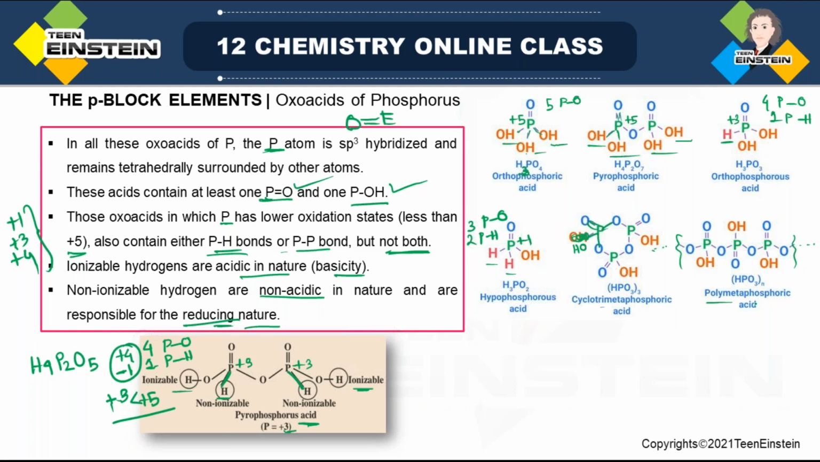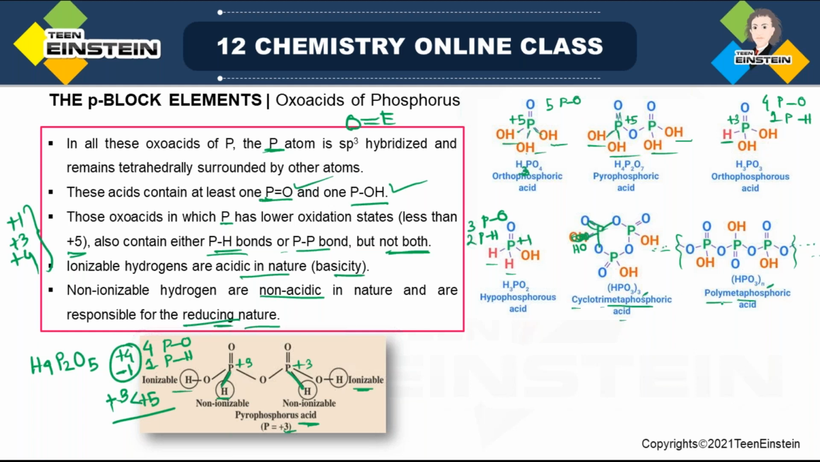And here it is polymetaphosphoric acid. This is also metaphosphoric. This is also metaphosphoric. But the difference is here both sides are continued. Otherwise, see, the structure is the same. If you just join both sides, you will get the cyclic structure, because it is (HPO3)3, but here it is (HPO3)n.